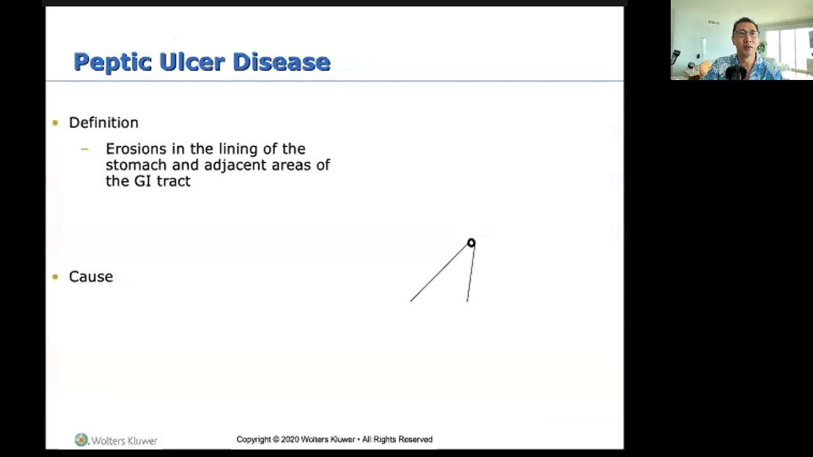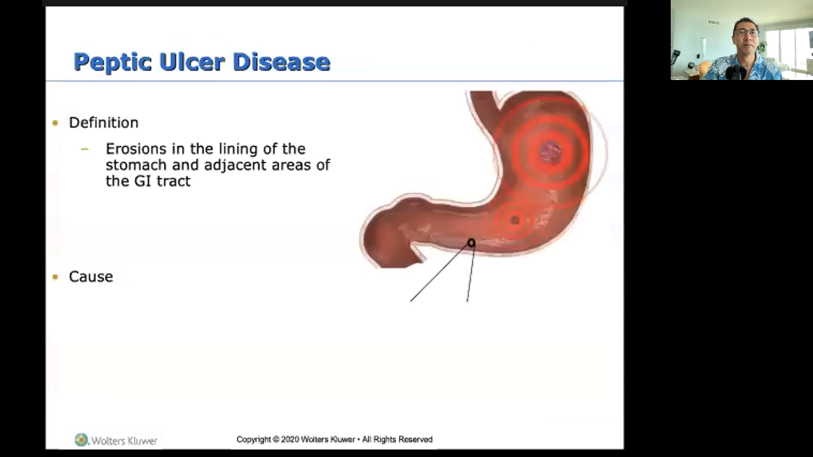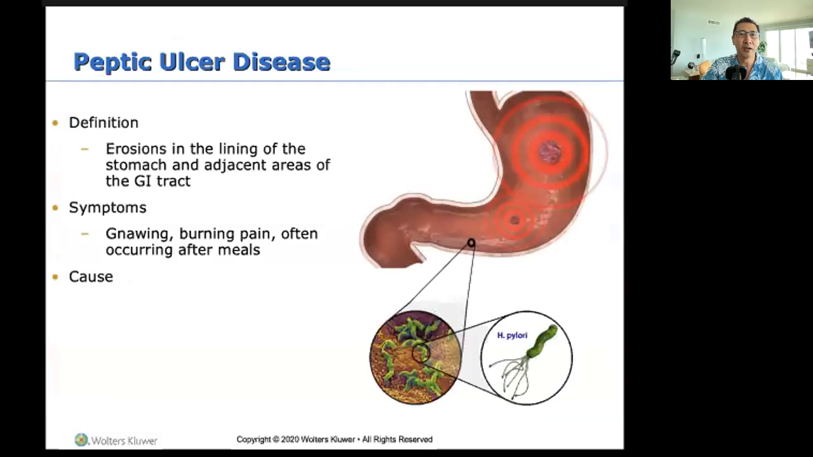Next is the peptic ulcer disease. This one is when you have erosions in the lining of the stomach. It hurts. It's painful, often occurring with meals. One cause of this is the H. pylori bacteria in the belly. So with GERD and PUD, peptic ulcer disease, there's 5 drugs.